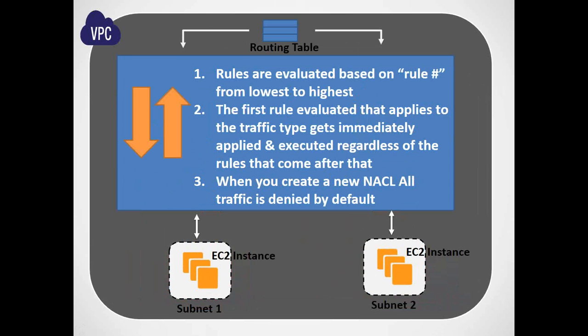Then, when you try to create a new set of rules, that is a new NACL, by default, all the traffic will be denied. Again, remember, when you are creating a default VPC account, you will get one default NACL, and in that NACL, all the traffic will be allowed. Now, if we want, additionally, we can create one more NACL or one more set of rules, and in that, by default, all the traffic will be denied.